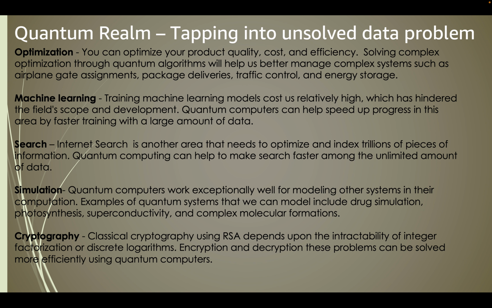But some tapping into the unsolved data problems, like optimization, seeing large package delivery, traffic control, or energy storage. So route optimization is very important. If UPS, FedEx, or Amazon want to optimize the route across all the cities in the US, and I'm just talking about the US, they have reach across the entire world. There are trillions of combinations, and that kind of data is not possible to house in a traditional computer and perform the optimization algorithm.